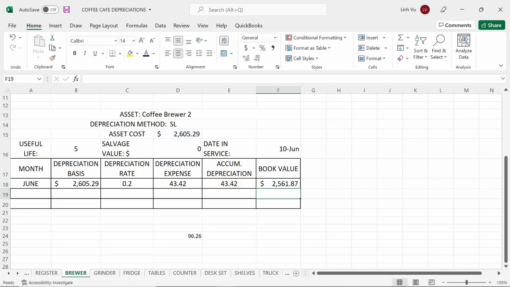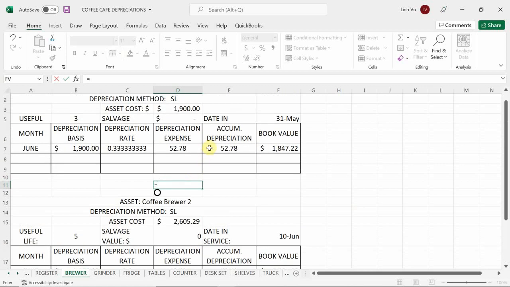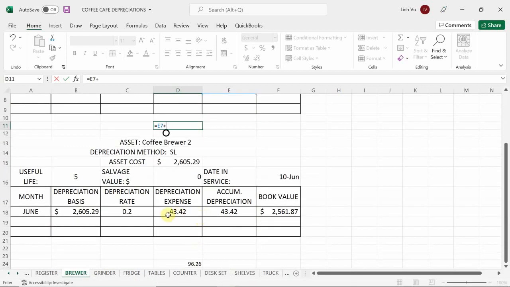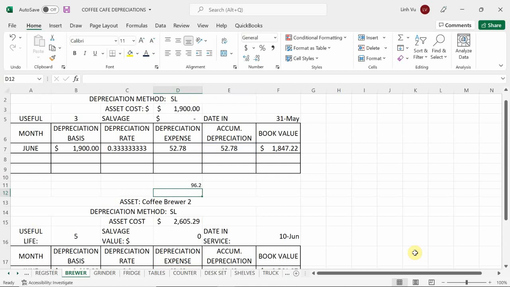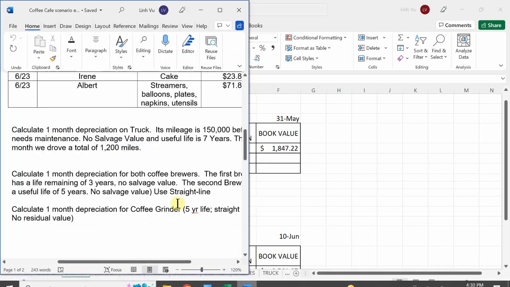Okay. So let's go ahead and calculate the grand total for the coffee brewers since I don't have a separate account for the first and the second coffee brewer. So I'm just going to add these two numbers together. We've got $52.78 plus $43.42 to give us a grand total of $96.20 worth of depreciation expense for the coffee brewers. All right, let's see what's next.